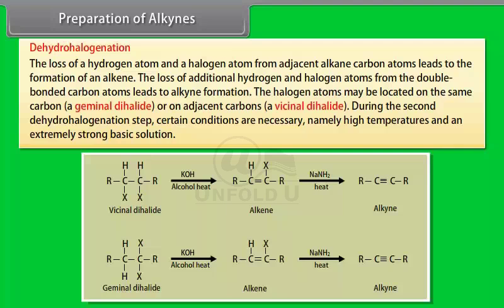of an alkene. The loss of the additional hydrogen and halogen atoms from the double bonded carbon atoms leads to the alkyne formation. The halogen atoms may be located on the same carbon, a geminal dihalide, or on adjacent carbons, a vicinal dihalide. During the second dehydrohalogenation step, certain conditions are necessary, namely high temperatures and an extremely strong basic solution.